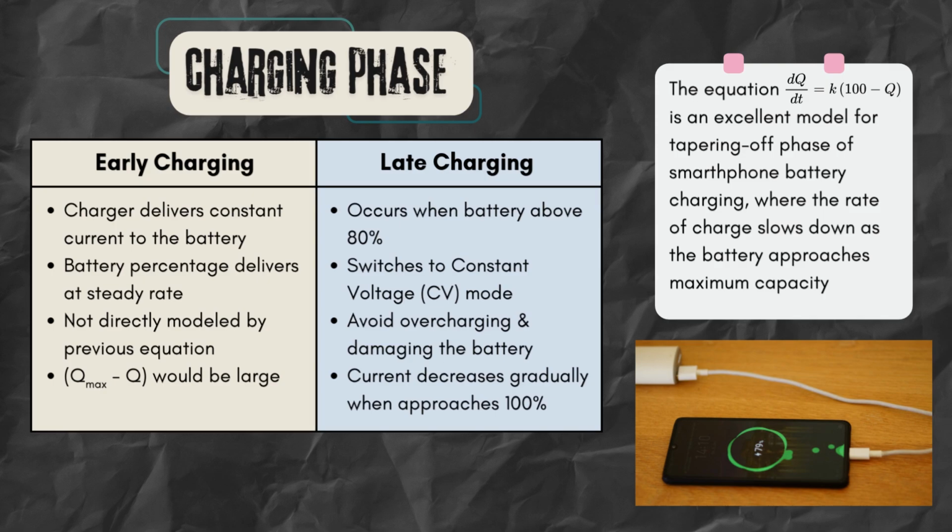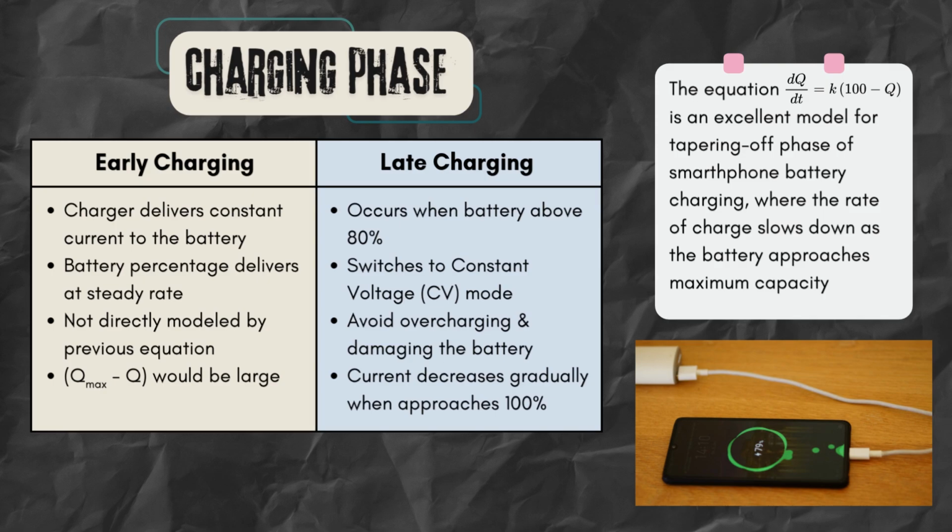When the battery approaches its full charge, for example above 80%, the charging strategy often switches to a constant voltage mode, where the charger tries to maintain a constant voltage to avoid overcharging and damaging the battery, so the current delivered by the charger decreases as the battery gets closer to 100%. And also, a decreasing charging current means a decreasing rate of charge accumulation.